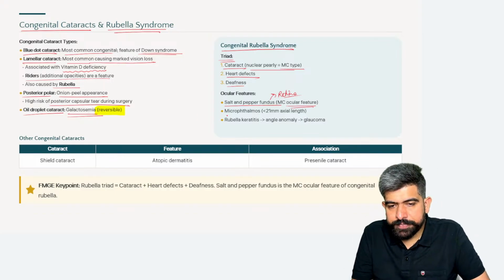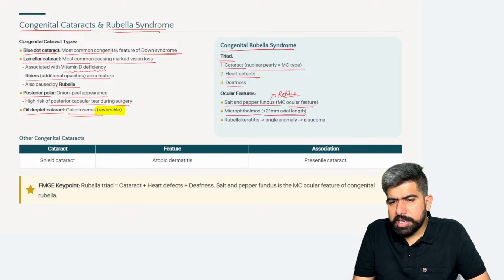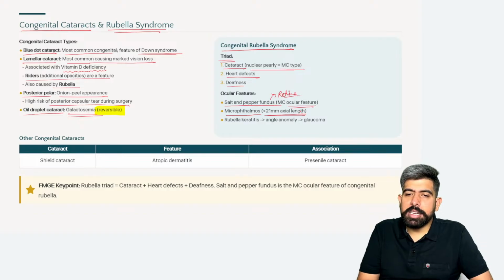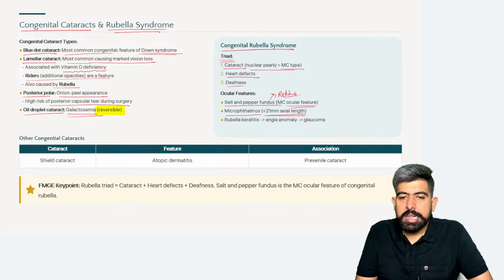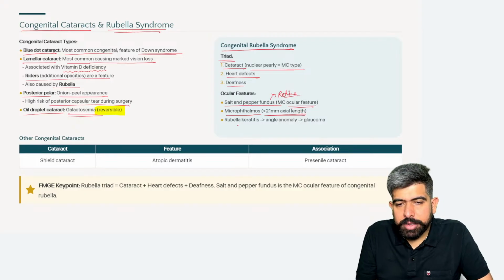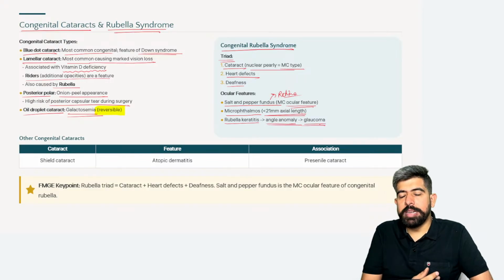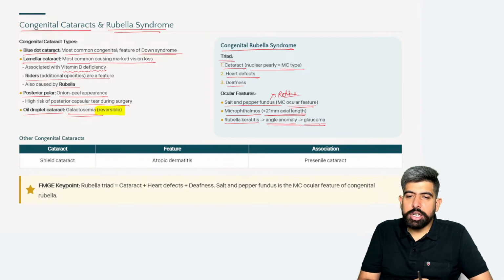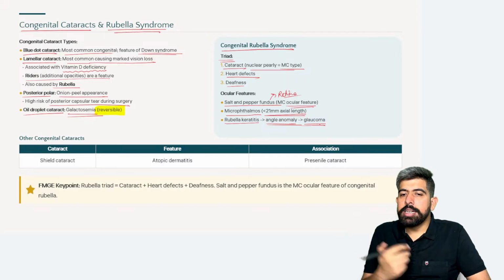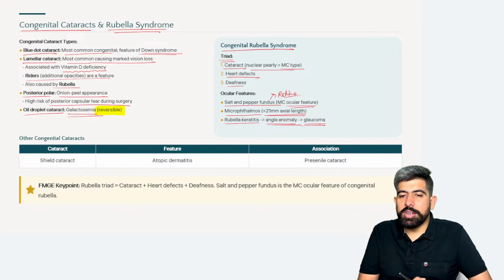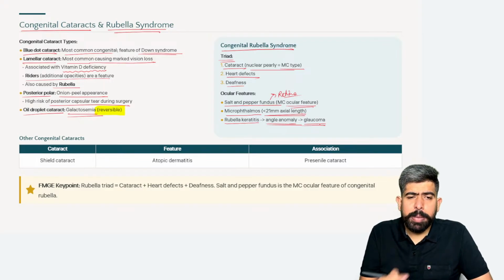Also, it has microphthalmos. The axial length of the eye will be less than 21 mm, so that's why it's called micro. Rubella keratitis can be seen, and angle anomalies, and if angle anomalies are there, they can cause glaucoma also. So these are the other ocular features in congenital rubella syndrome.